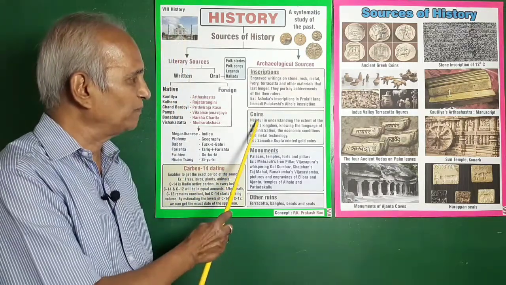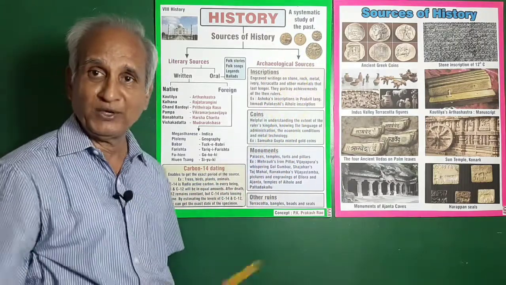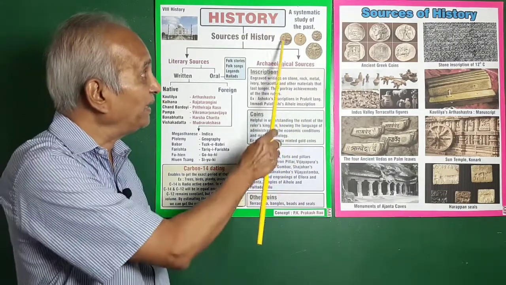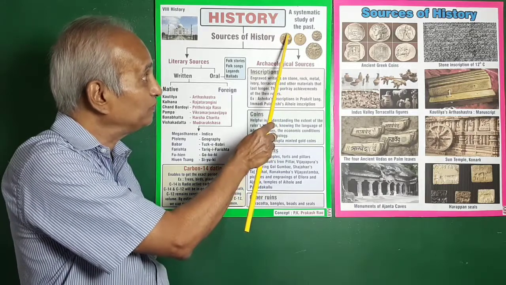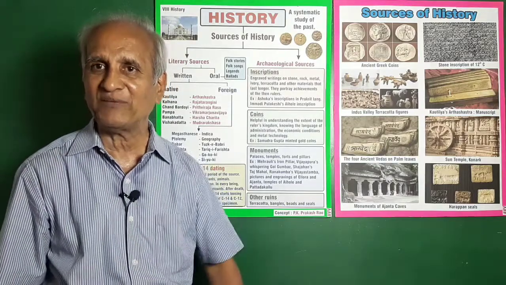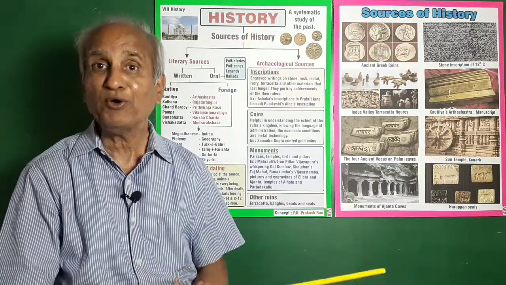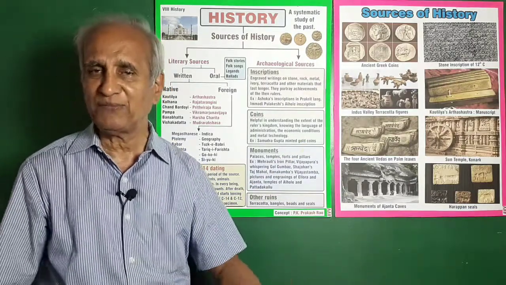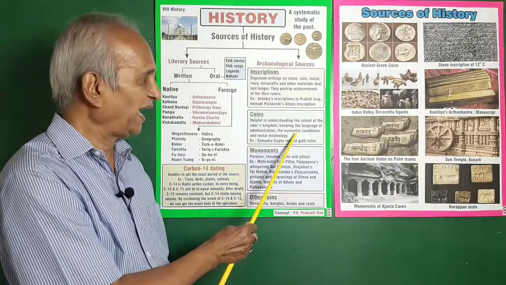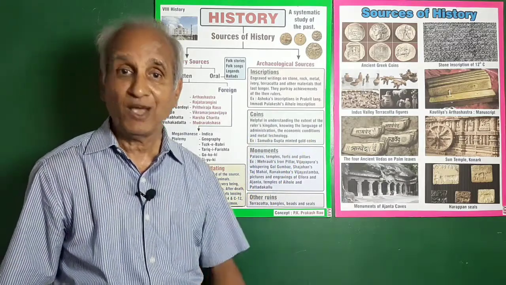Come to the next, coins. Helpful in understanding the extent of the ruler's kingdom. I told you in connection with this, I don't repeat now. Extent of the kingdom, knowing the language of administration: by reading whatever is written on the coin, you can make out what language the king had as the administrative language. You get a proof. I said history is a matter of proof. Lots of proofs on the basis of which you have to write history. Then, knowing the language of administration, the economic conditions and metal technology of those days. Metal technology. How did they make the metal?